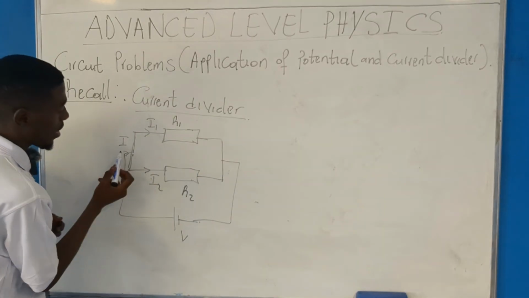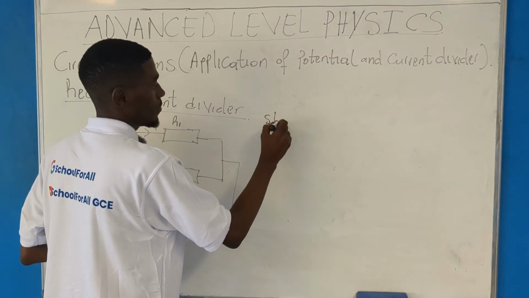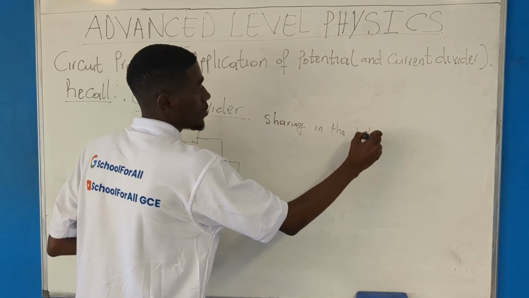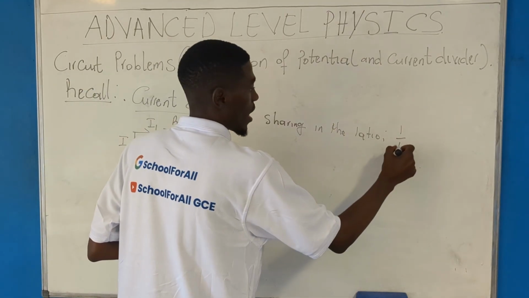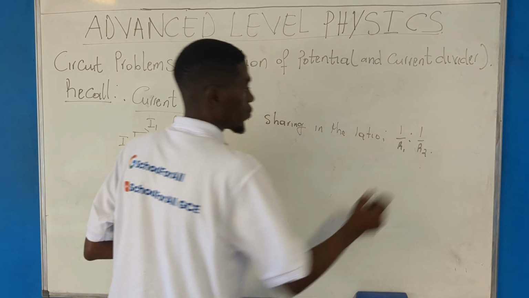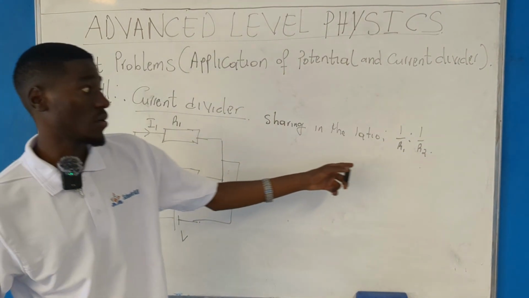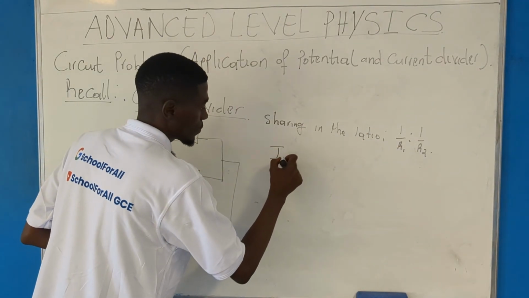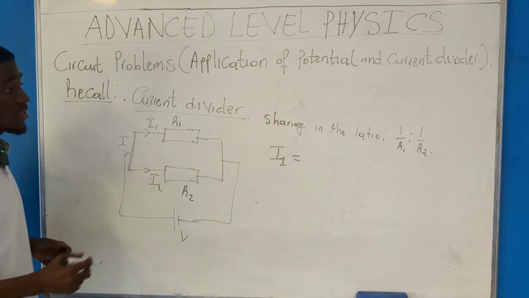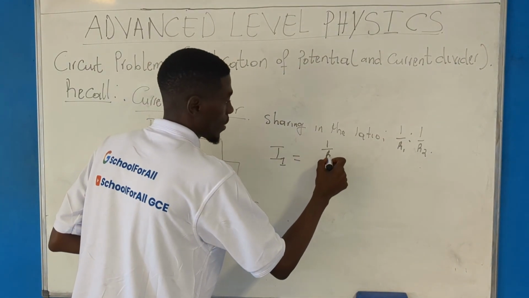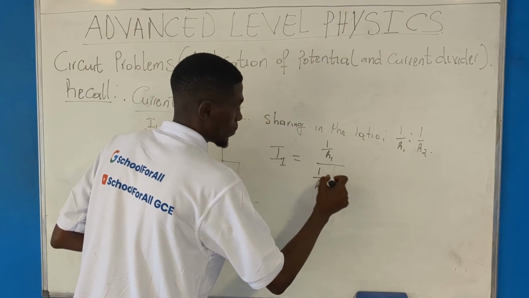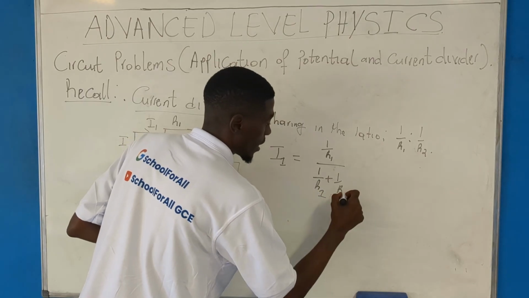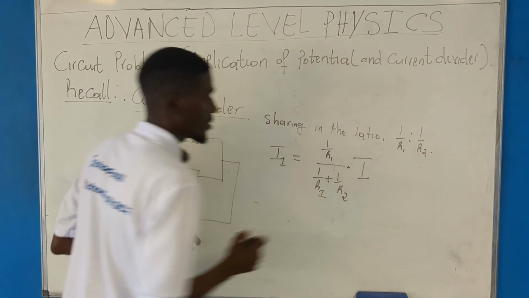It means that I'm sharing I into the ratio 1 all over R1 is to 1 all over R2, because it is a parallel connection. Anytime we have parallel connection, it's always 1 all over R, 1 all over R. So if I want to find I1, the current flowing through the first resistor, I will take 1 all over R1 divided by 1 all over R1 plus 1 all over R2, times the current being shared, which is I.